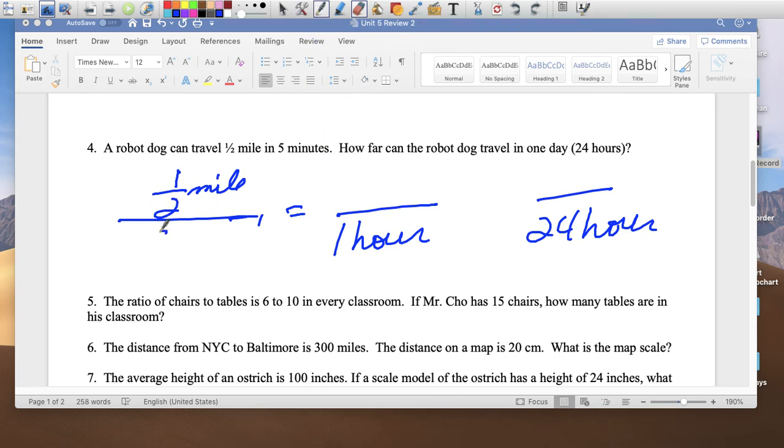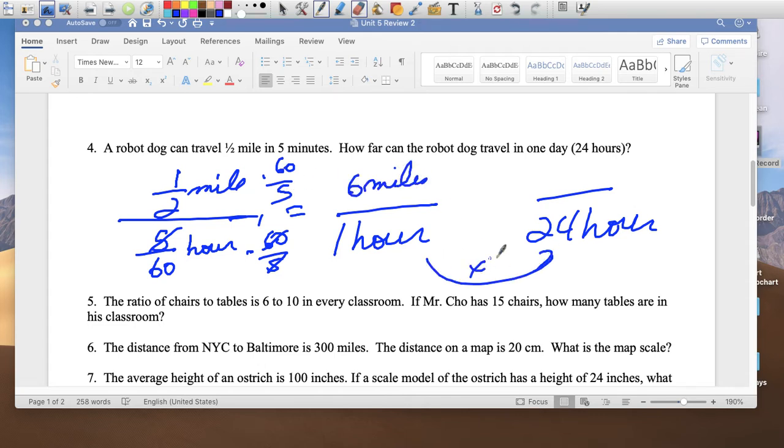So 5 minutes is the same thing as 5 over 60, right? And then if I multiply this by the reciprocal, I'm going to get 1 hour over here. And this is going to be 30 over 5, which is 6 miles. Now, it's times 24 and times 24. 6 times 4 is 24, goes to 12, 144 miles in 24 hours.